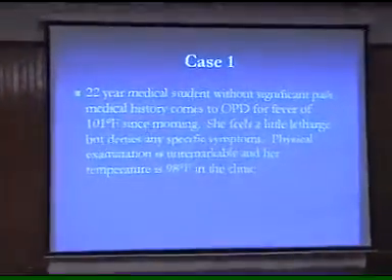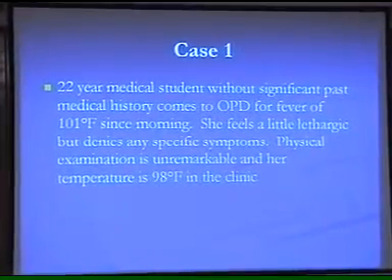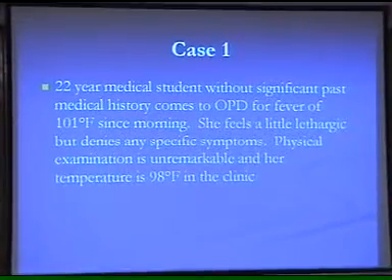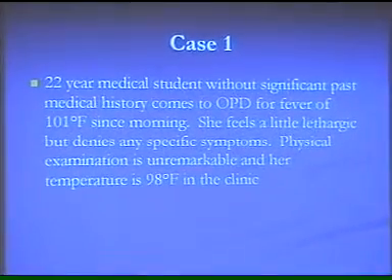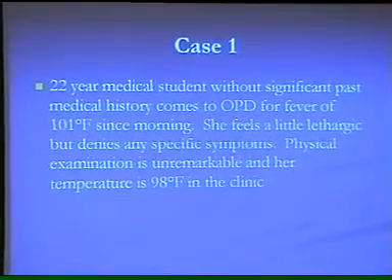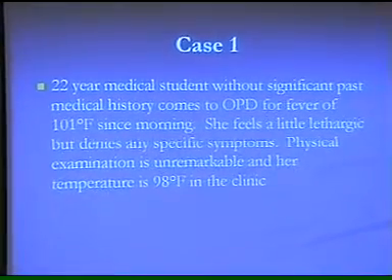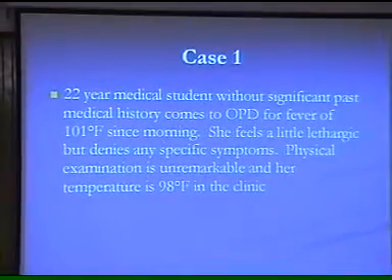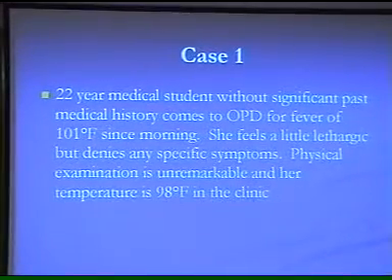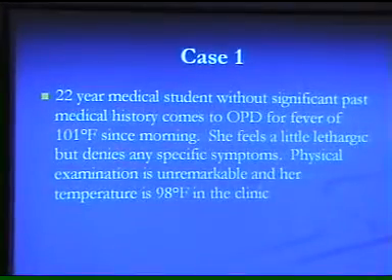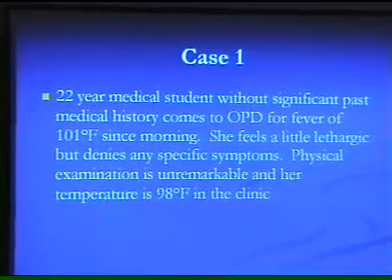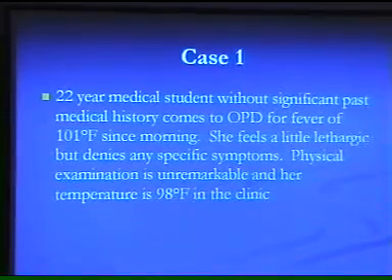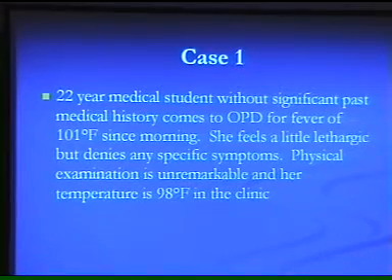Okay, let's start by discussing a case. This is a tough case, and let's get your opinion what you are going to do if such a patient comes to your office. A 22-year-old medical student without significant past medical history comes to OPD for fever of 101 degree Fahrenheit, which occurred this morning. She feels a little lethargic but denies any specific symptoms, and physical examination is unremarkable, and the temperature you did in the office is 98 degree Fahrenheit. So what's the next step in evaluation of this patient?